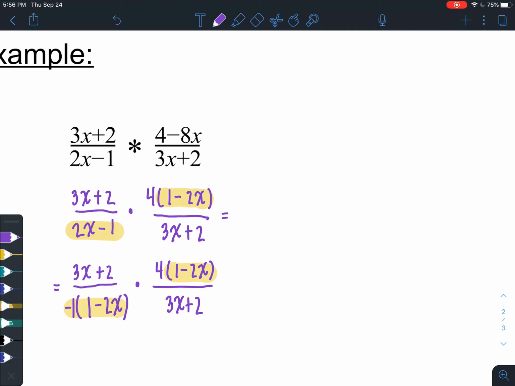So then this cancels with, let me get a new color, this cancels with this cancels with this, and so I'm left with 4 over -1, which is just -4 for that answer. So this big old expression is just -4.